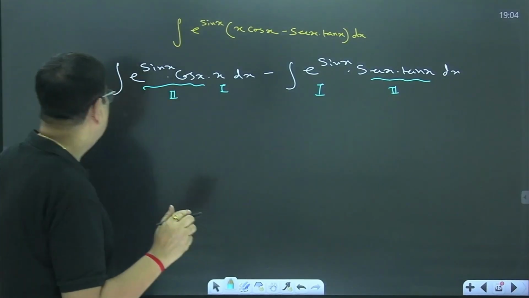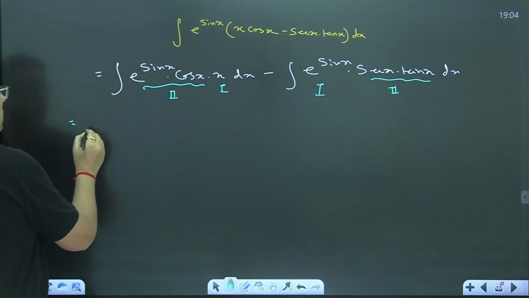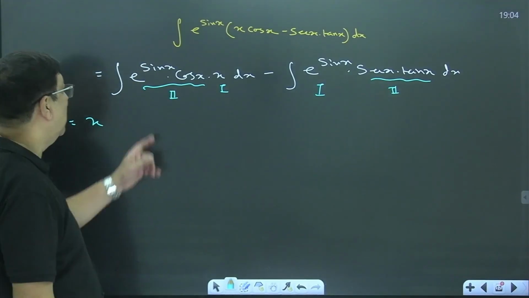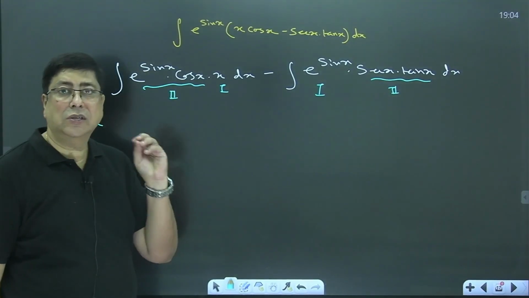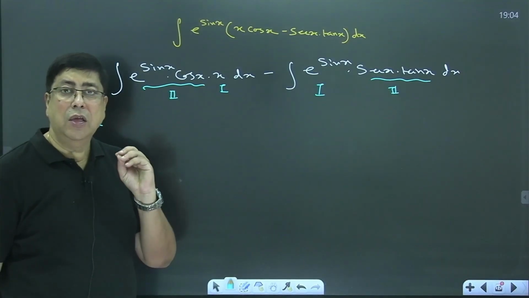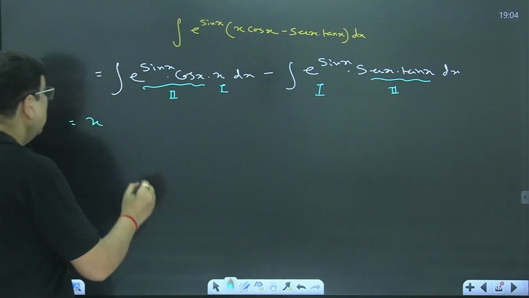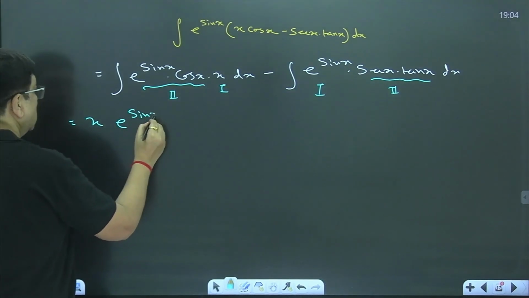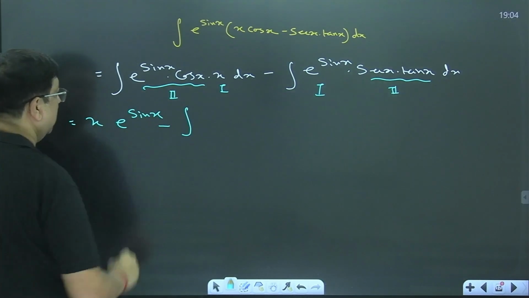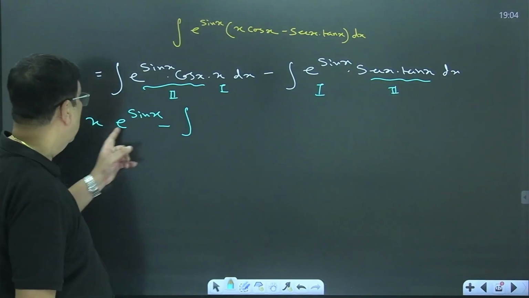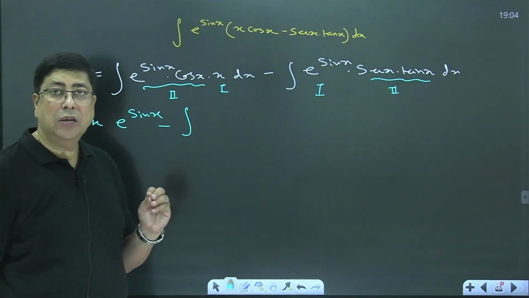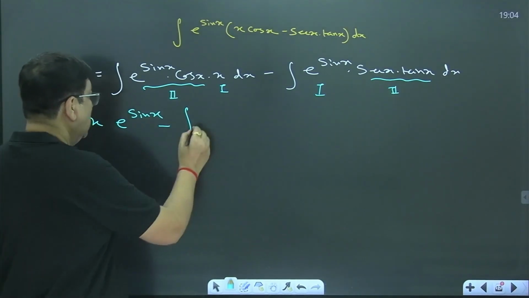So what we'll do? Constant, first function x, integration of e to the power sin x cos x. What will we do? Sin x as t, cos x dx as dt. So e to the power t means e to the power sin x. The integration of e to the power sin x into cos x is e to the power sin x, minus the derivative of the first function x, which is 1, times the integration of the second function, which is obviously e to the power sin x.